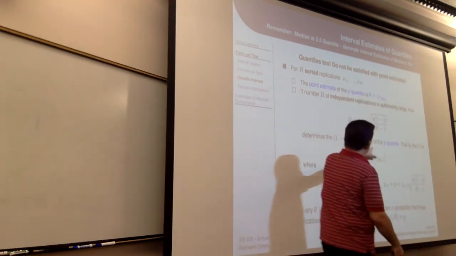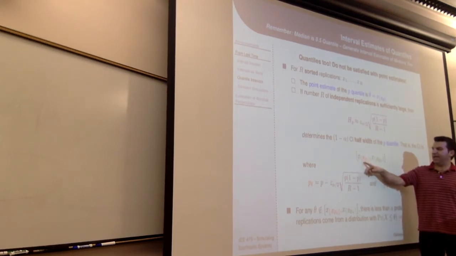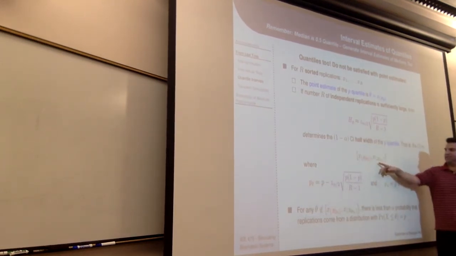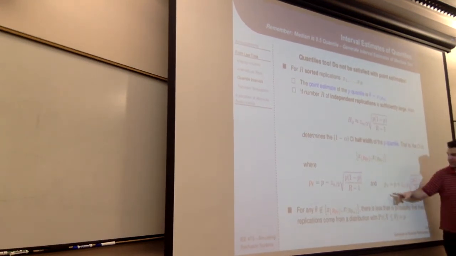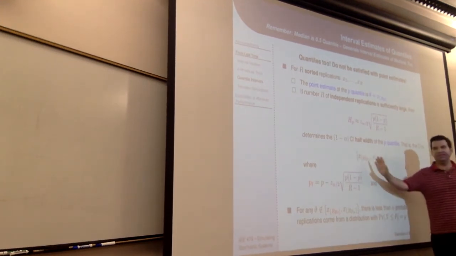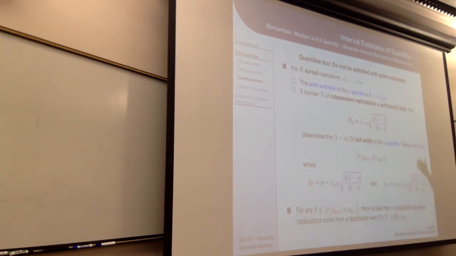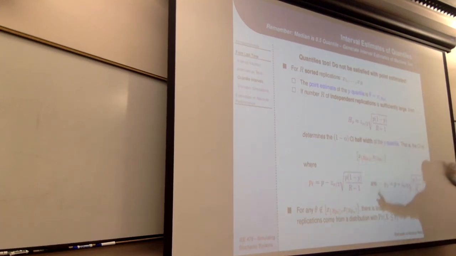So your confidence interval is going to be a data point at the rank that is the number of data points times PL, where PL is the probability defined by this. And the other one is the number of samples times PU, which is just a probability calculated by this formula. This gives me two data points, one slightly to the left of my point estimate of the quantile and one slightly to the right, and this interval will be my 95% confidence interval for the quantile.